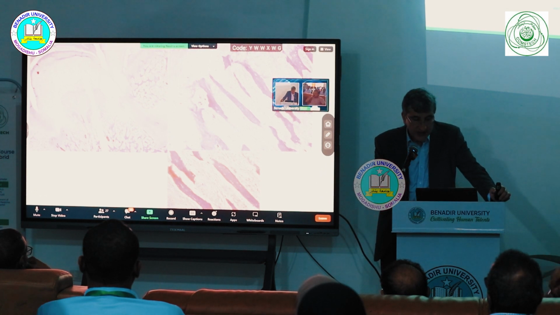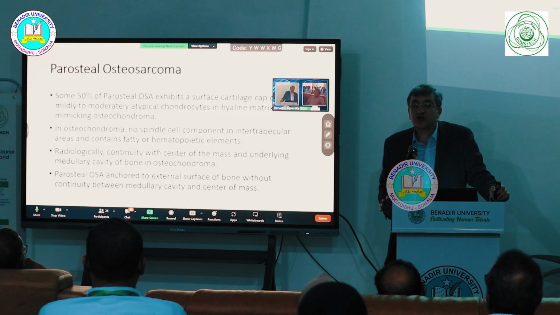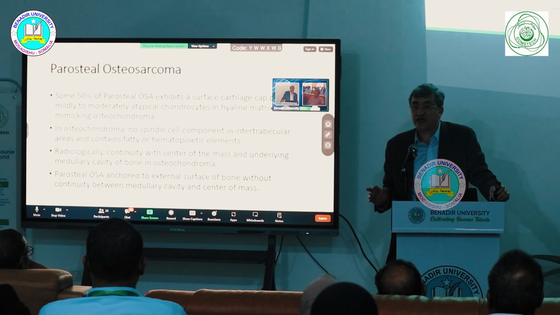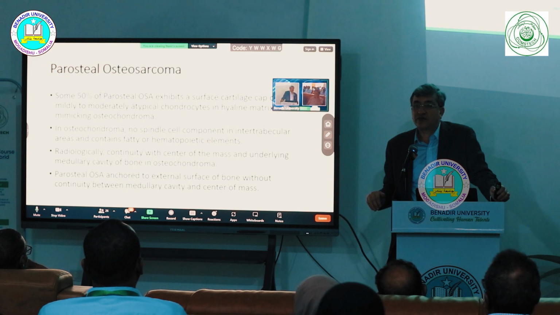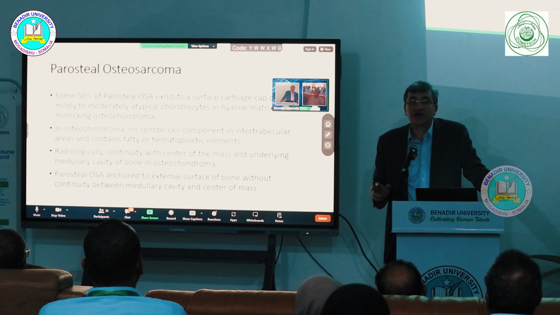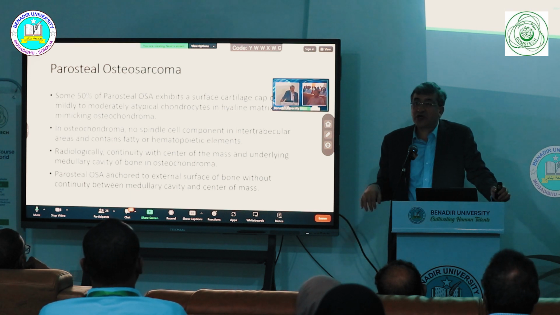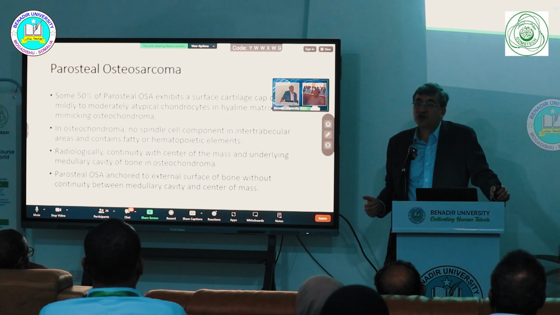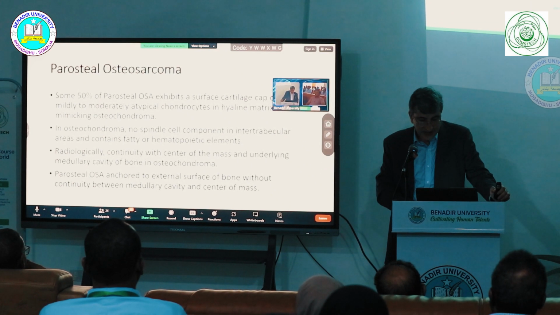In approximately 50% of parosteal osteosarcoma, there is a cartilage cap present at the surface or within the center of the tumor. So the differential would be osteochondroma. But in osteochondroma, between the bony tubercles, you see fatty marrow or hematopoietic elements. But in parosteal osteosarcoma, you see mildly atypical spindle cells.